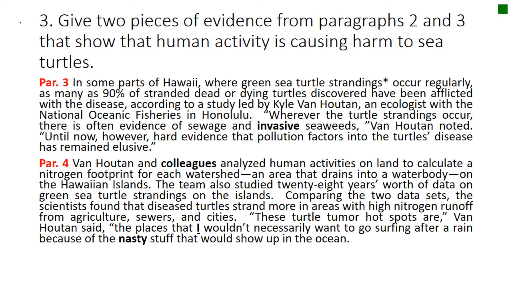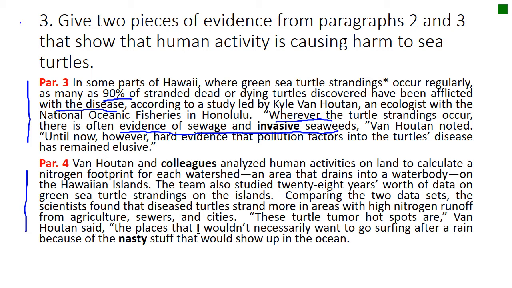Number 3, give 2 pieces of evidence from paragraphs 2 and 3 that show that human activity is causing harm to sea turtles. Paragraph 3, paragraph 4, we have a lot of evidence here. 90%, for example, this one: 90% of stranded, dead or dying turtles discovered have been afflicted with the disease. So this is a very important piece of evidence. And this one too: wherever the sea turtle strandings occur, there is often evidence of sewage and invasive seaweeds. Those are the 2 important factors.